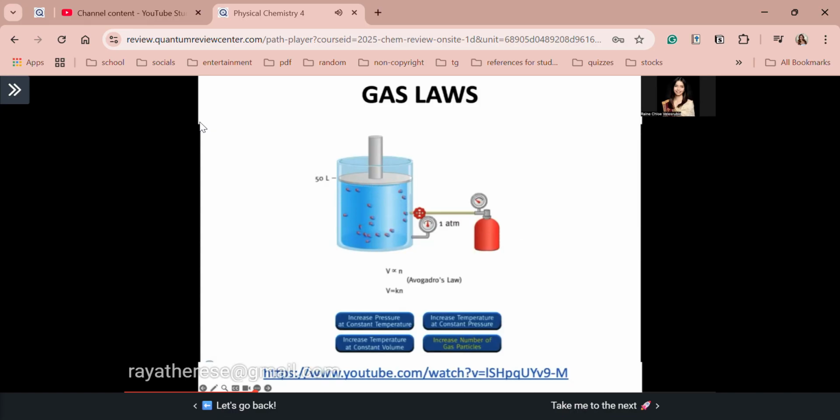In this animation, the moles of gas particles is doubled, and correspondingly the volume occupied by the gas is doubled. Okay, guys, so now you know how we can visualize the gas laws. I hope that's clear.